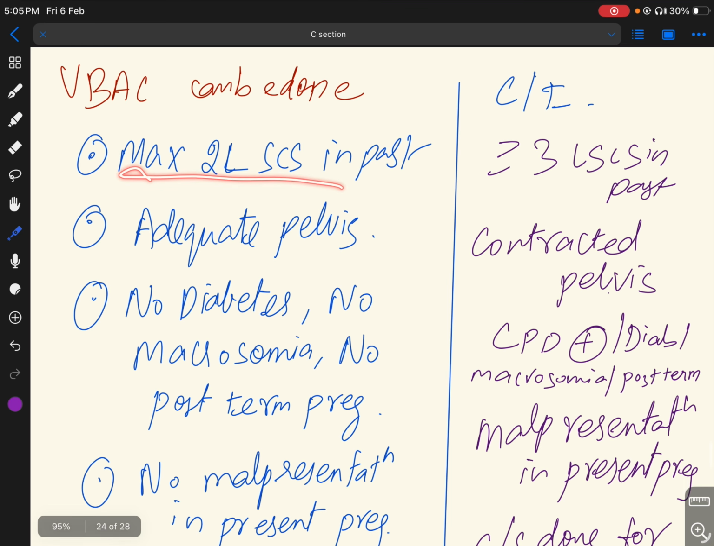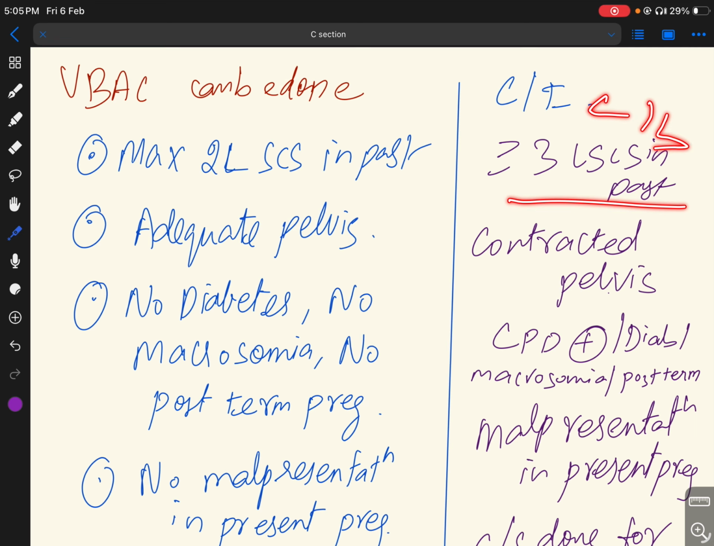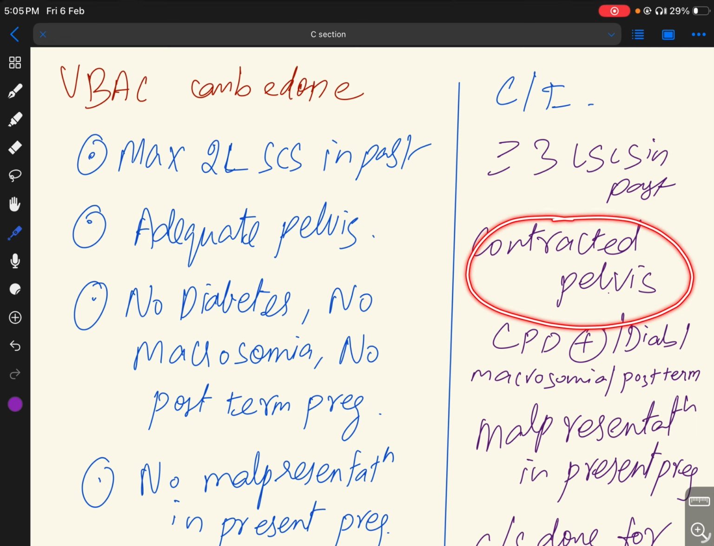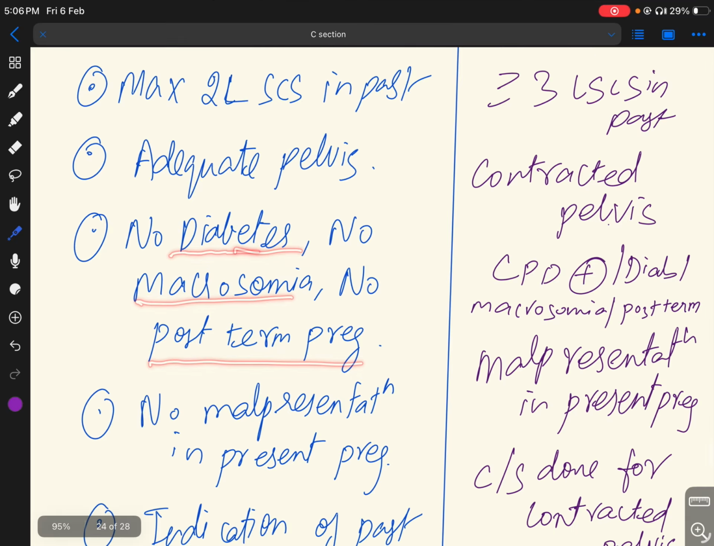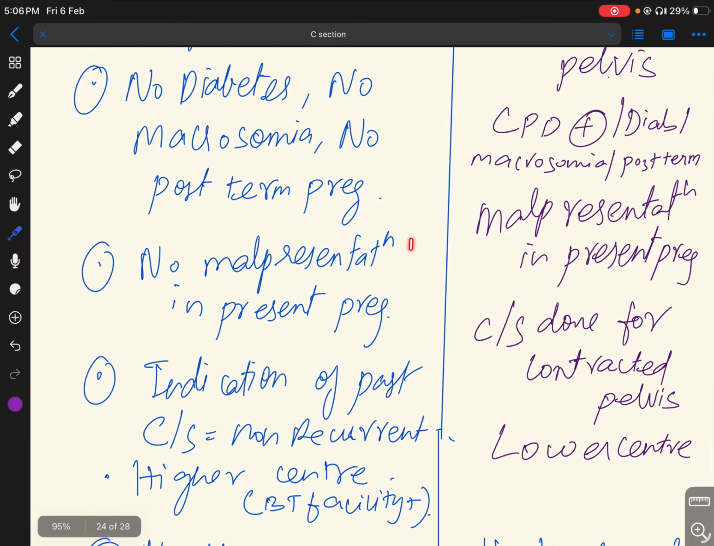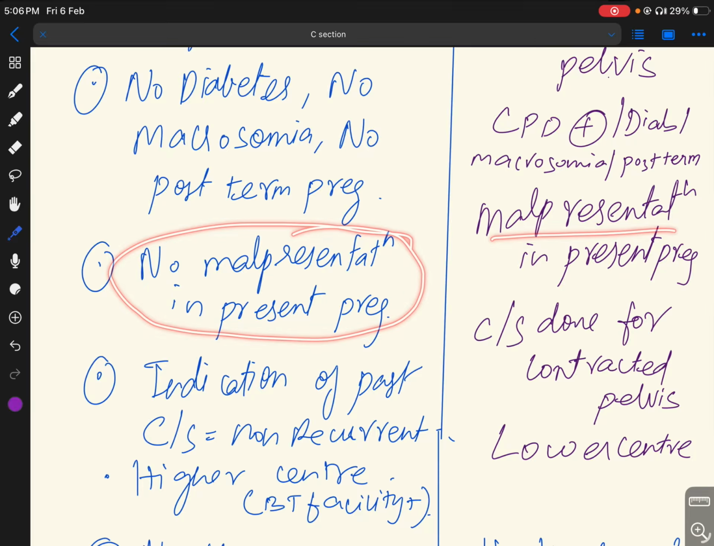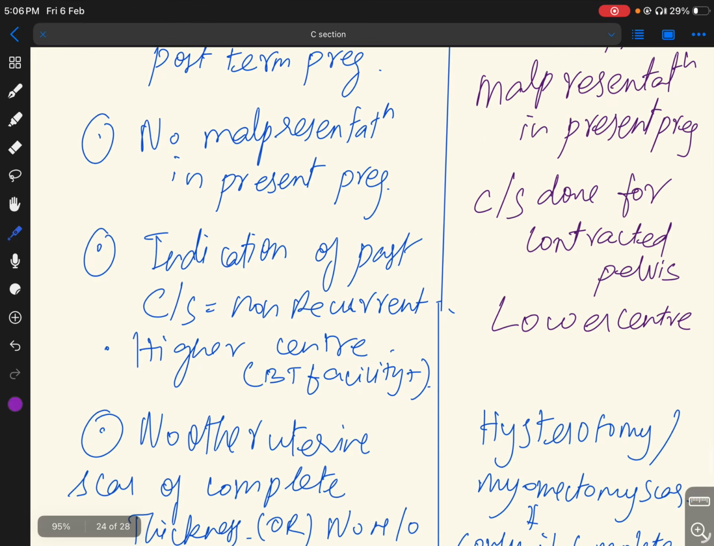Maximum 2 LSCS in the past. If it crosses or equals 3, you should do Caesarean section. If the pelvis is adequate, do VBAC. If it is contracted pelvis, then VBAC is contraindicated. The present pregnancy should not have diabetes or macrosomia or post-dated pregnancy. If these are present, then it is a contraindication. No malpresentation should be present in the present pregnancy. If malpresentation is present, then it is a contraindication.